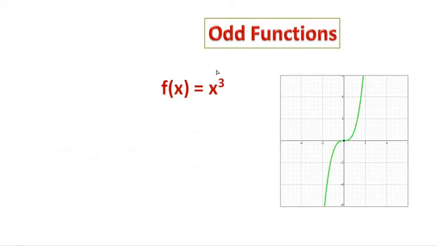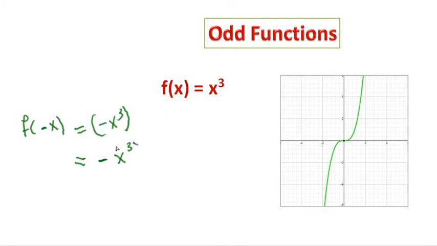This is an example of an odd function. If I substitute negative x in the function, I get negative x cubed. And when you cube any negative number, the answer is negative. So this is negative x cubed. This is f of x, so f of negative x is equal to negative f of x.